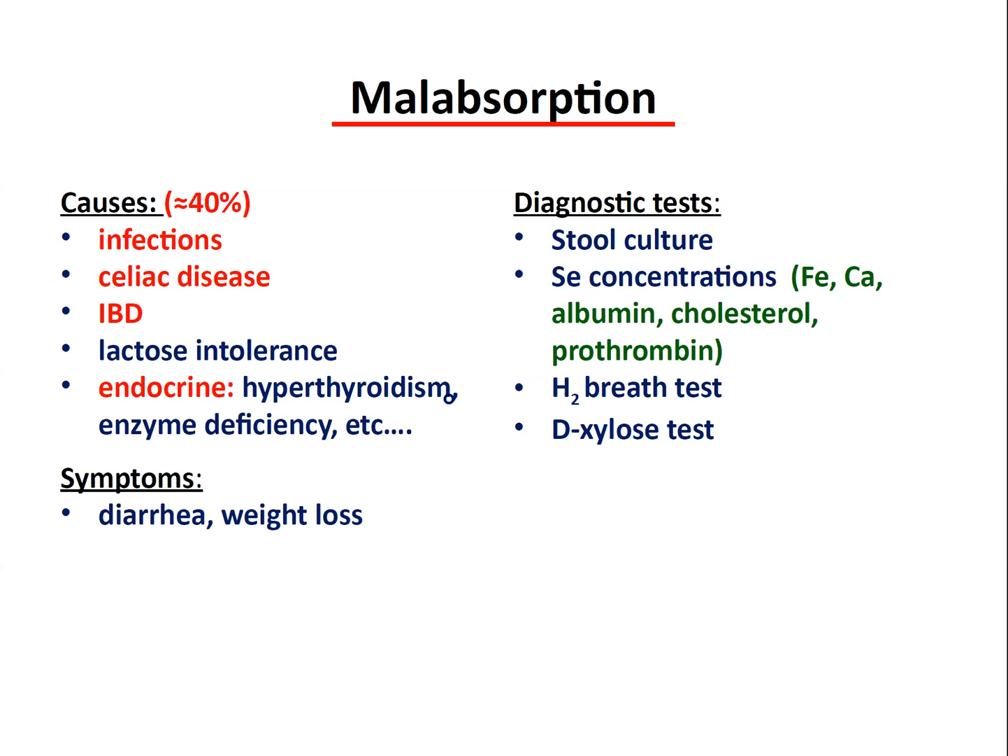The diagnostic test is stool culture, the microbiological culture. You can measure the concentration of serum iron, calcium, albumin, cholesterol, so what is going to be absorbed from the intestine, and also the hydrogen breath test and the D-xylose test. The D-xylose test directly measures the absorptive ability of the mucosa of the GI tract, and the hydrogen breath test measures the bacterial production or bacterial presence in the GI tract.